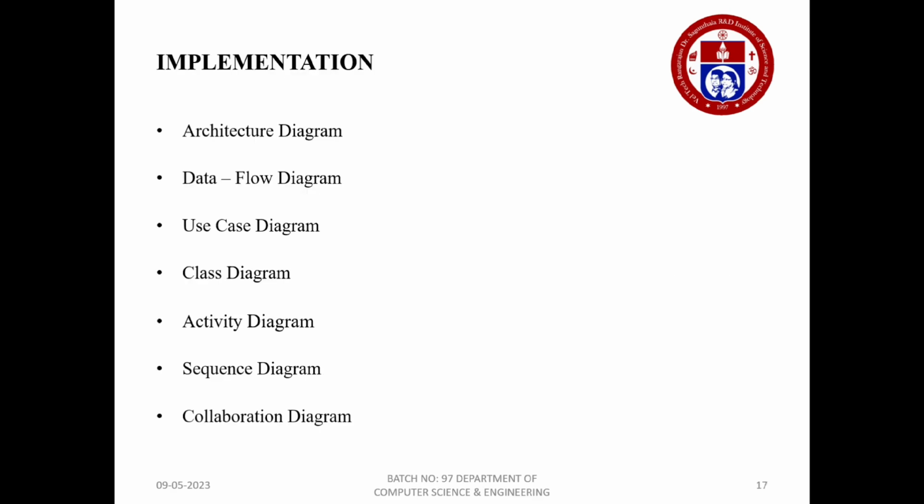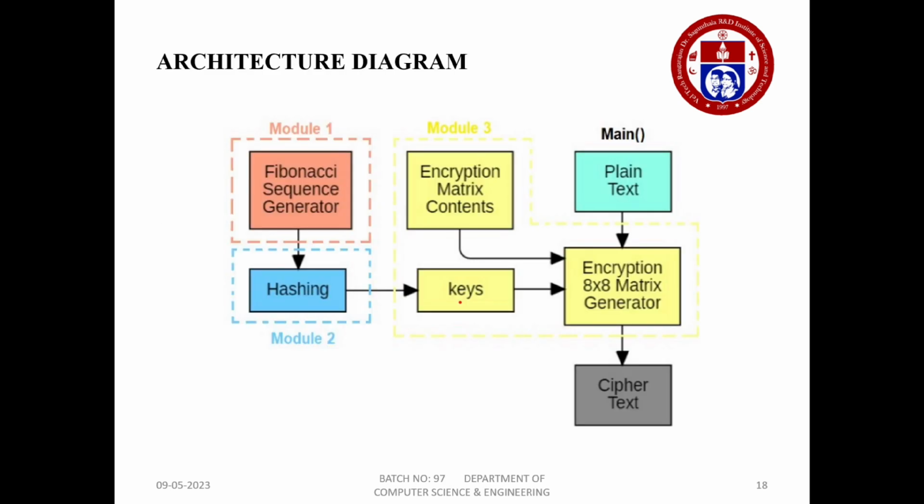For implementation, we have created various diagrams: architecture, data flow, use case, class, activity, sequence, and collaboration. Here in the architecture diagram, I have separated the program into various components depending on how they are executed in the software space.